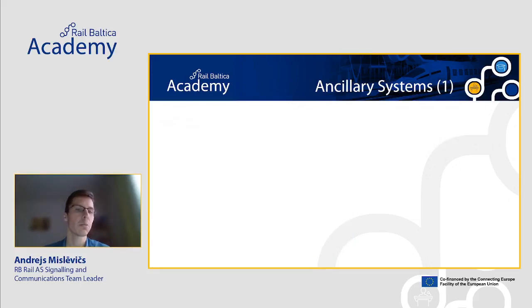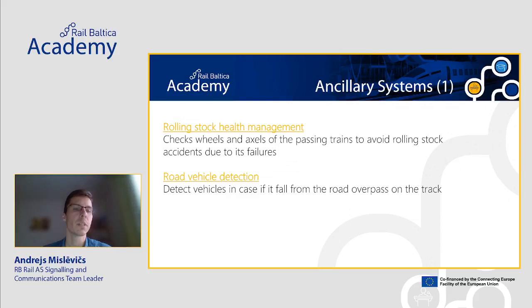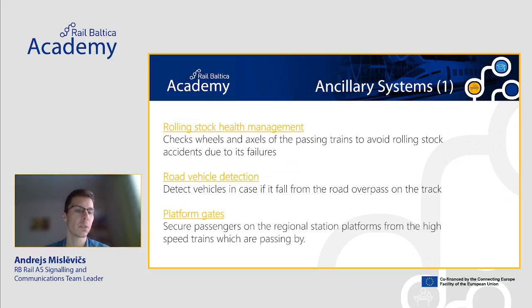Other systems which I would like to mention are, for example, the rolling stock health management system, which checks wheels and axles of passing trains to avoid rolling stock accidents due to failures. Another one is road vehicle detection, which detects vehicles that fall from a road overpass onto the track, and thus could cause a collision and derailment of the train. Another system worth mentioning is platform gates or platform access, which secures passengers on regional station platforms from high-speed trains that are passing by and not stopping at the platform.